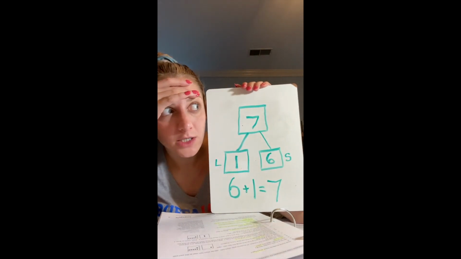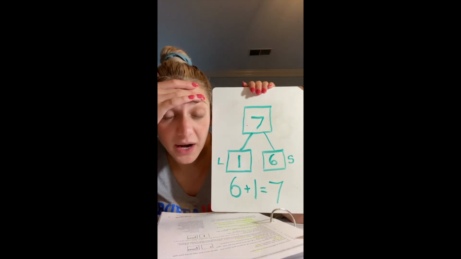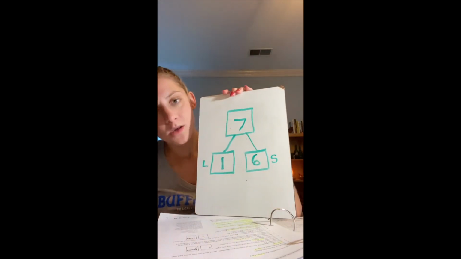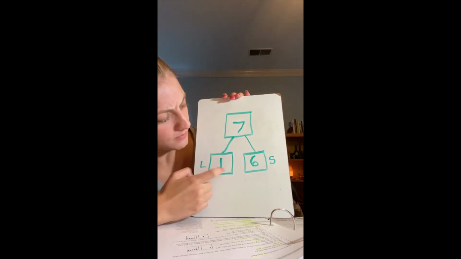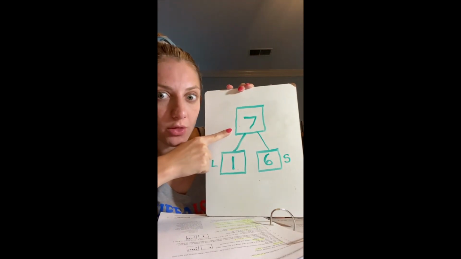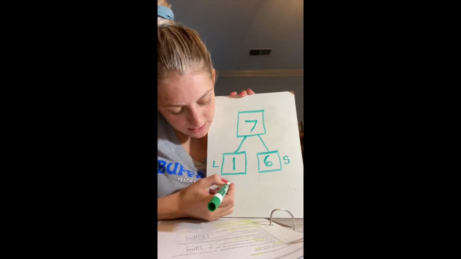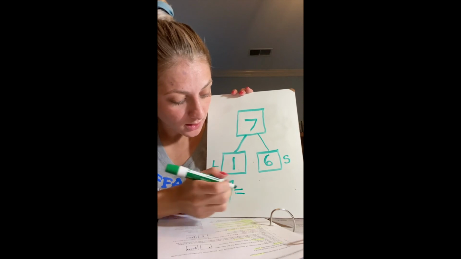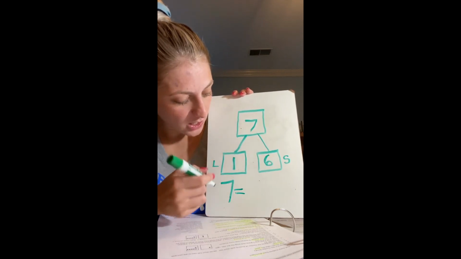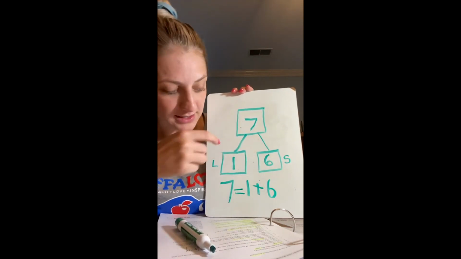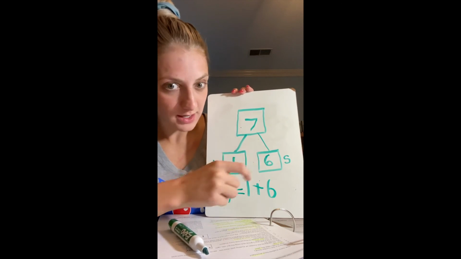But, uh-oh, here comes my teacher. Oh no, she thinks I can write it another way? Oh boy. All right, I'll erase it. Well, I already started with the 1, and I already started with the 6. What if I started with the total, the whole number? Okay, let's see. 7 equals, because that's our total, that's what it equals. 7 equals 1 plus 6.